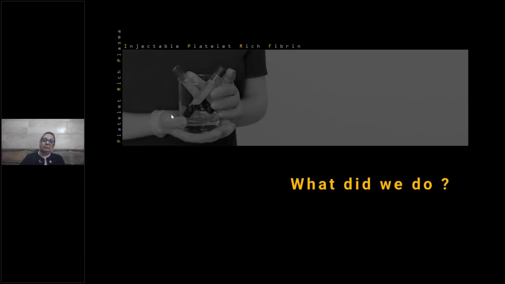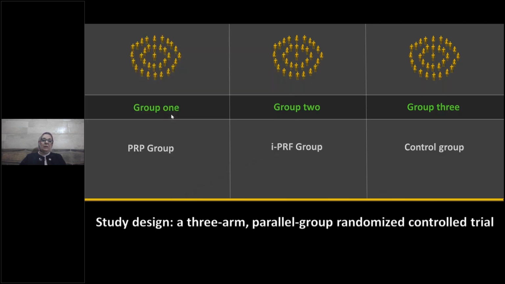What did we do? Study design was a 3-arm parallel group randomized controlled trial. 60 patients divided into 3 equal groups. Group 1, PRP group; the second group, injectable PRF; and the third group, control group.